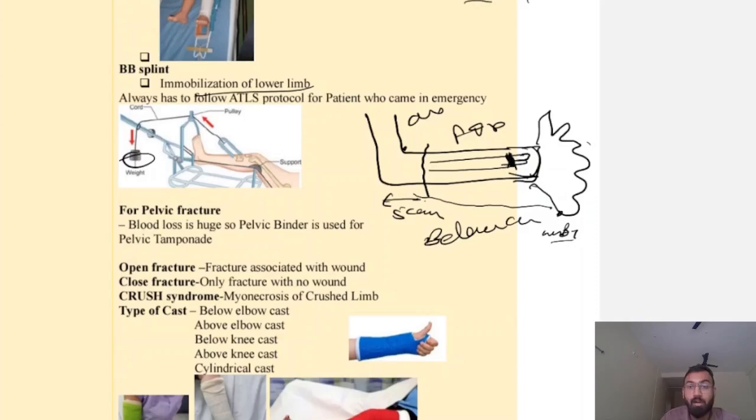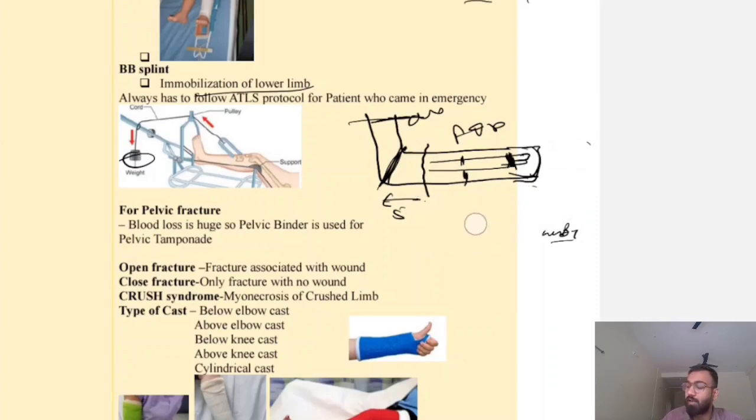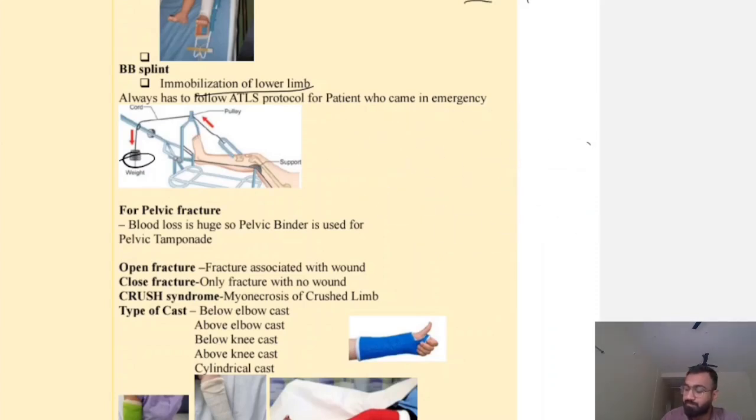Now let's assume it is not a distal radius fracture, it is a mid shaft radius fracture. So in case of mid shaft radius ulnar fracture, you have to immobilize the elbow joint as well as wrist joint. So to immobilize both, you have to apply the cast above elbow. So cast is applied to immobilize the joint and make the patient pain free.